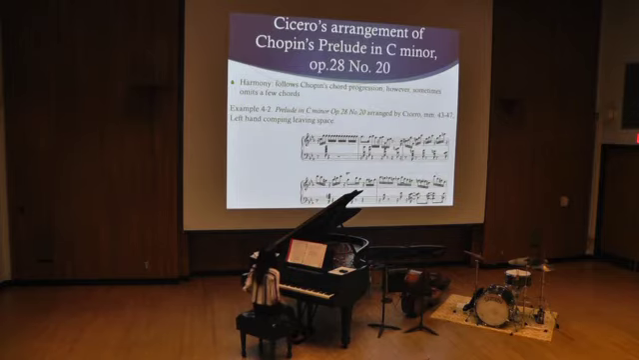Okay. And here's the analysis of Cicero's arrangement. So basically, the harmony, Cicero is following all the Chopin's chord progression. However, he would sometimes omit a few chords to create space in the left hand because of the fast changing pace of the harmony in Chopin's original piece. So here is one of the examples that you can see that the left hand contains many rests.